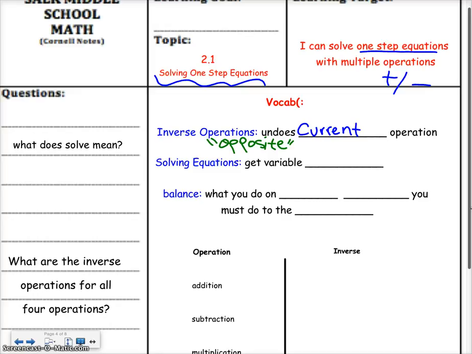When I say to solve, solve is different than simplify. Solving means you get the variable by itself. Get the variable alone, like x equals something. X or A or B or C or any variable needs to be all by itself.